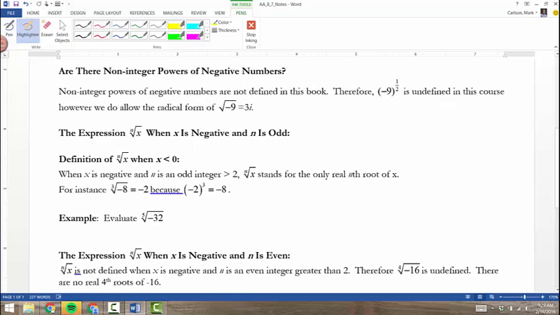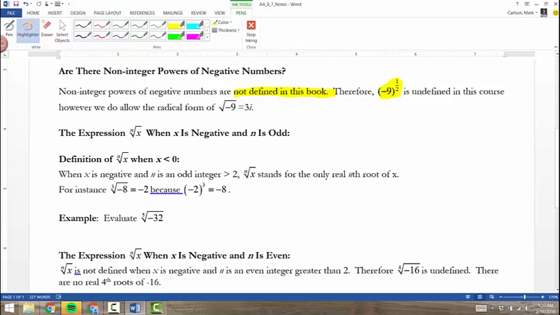Alright, so that brings up the next question, which is, are there non-integer powers of negative numbers? So if it's not an integer, what if it's a fraction? How do we deal with that? Well, non-integer powers of negative numbers are not defined in this book. So when we're thinking about non-integer powers, something like -9 to the 1/2, now all of a sudden we're starting to say, hey, there are some differences between writing something in a radical form and writing something in a fractional form, because -9 to the 1/2 we're going to say is undefined for this course.